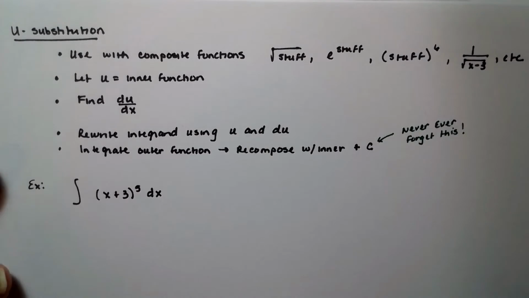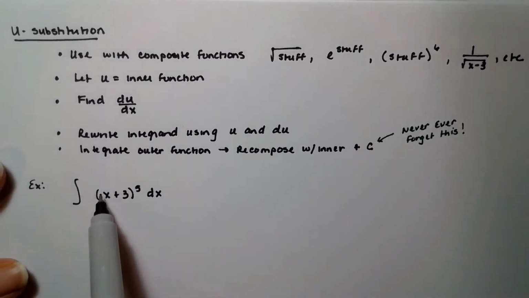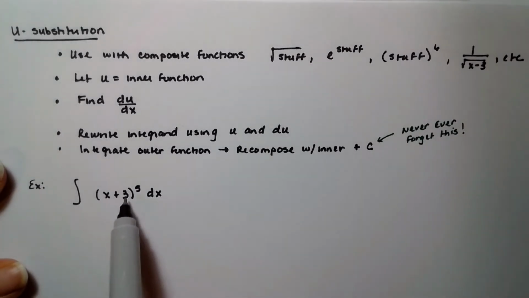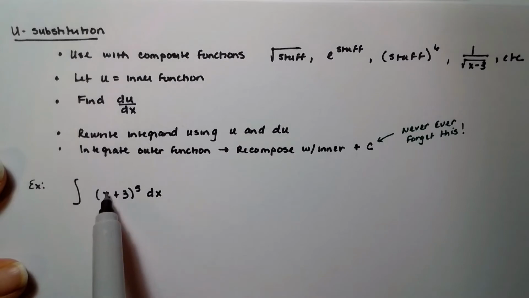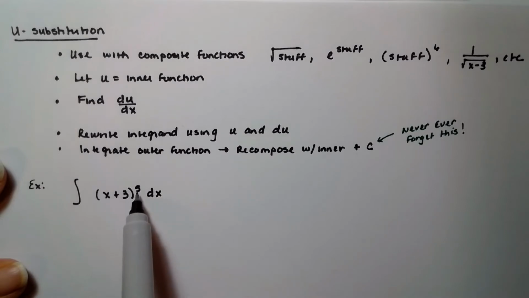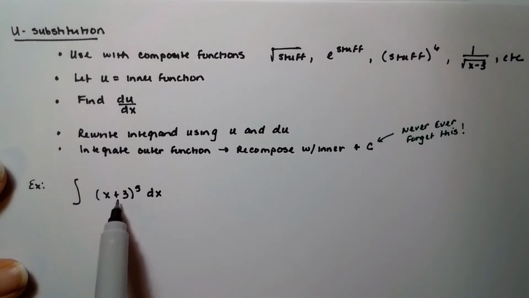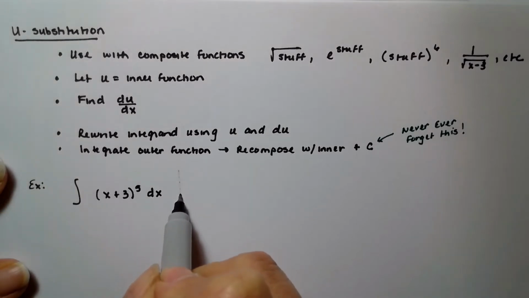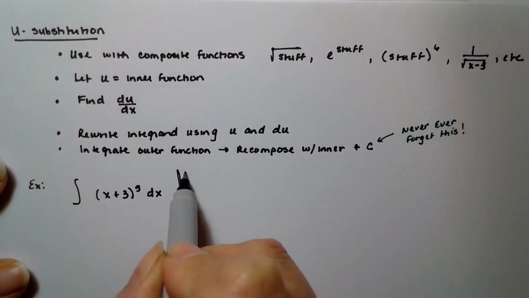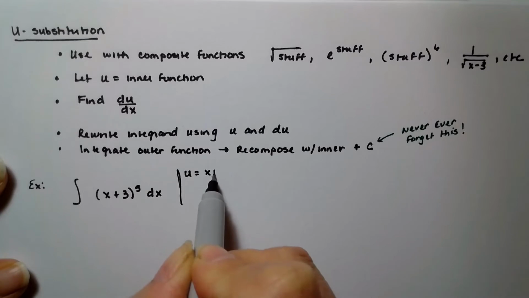So here we go. Here's a simple one. Here I have a composite. I have parentheses with stuff going on inside. So my outer function is x to the 5th, and my inner function is x plus 3. So that's the thing I'm going to call u. u is equal to x plus 3.